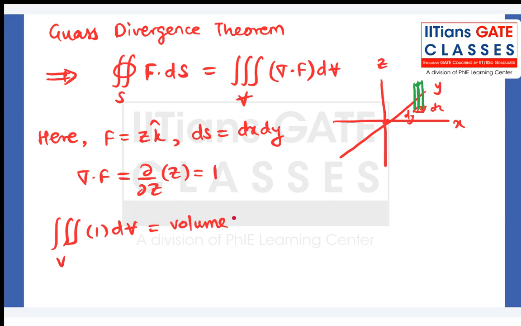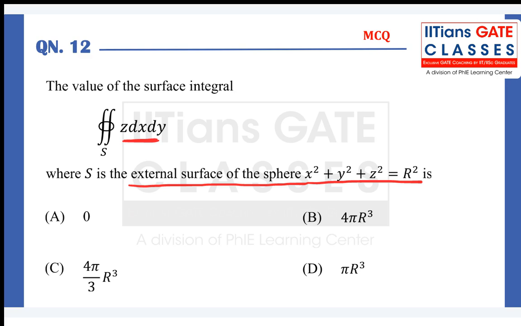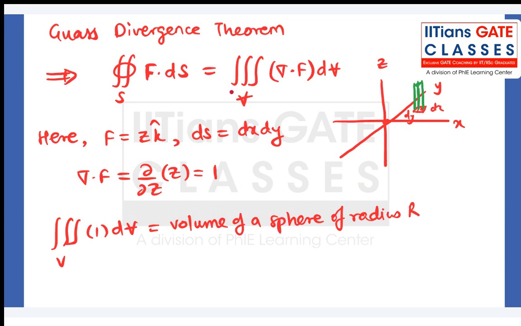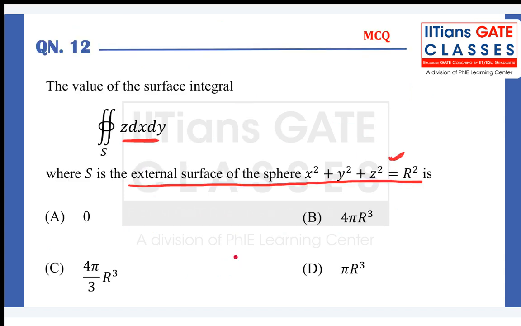the volume of a sphere of radius r, because the surface given in this question is nothing but a spherical surface. Okay, I mean the surface is bounding a 3D sphere. So that's why the volume of the sphere is 4 by 3 pi r cube. Therefore the solution for this problem is 4 by 3 pi r cube, which is nothing but option C.